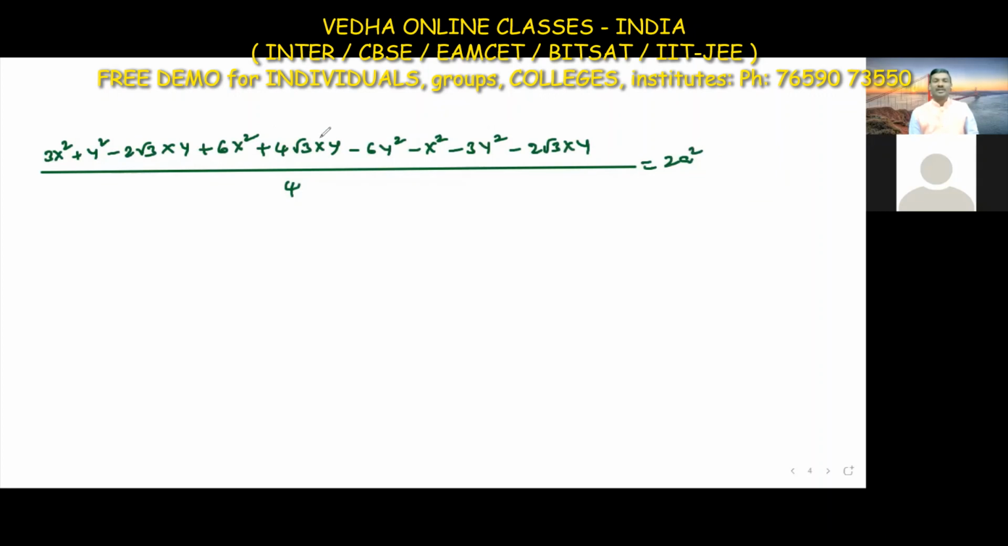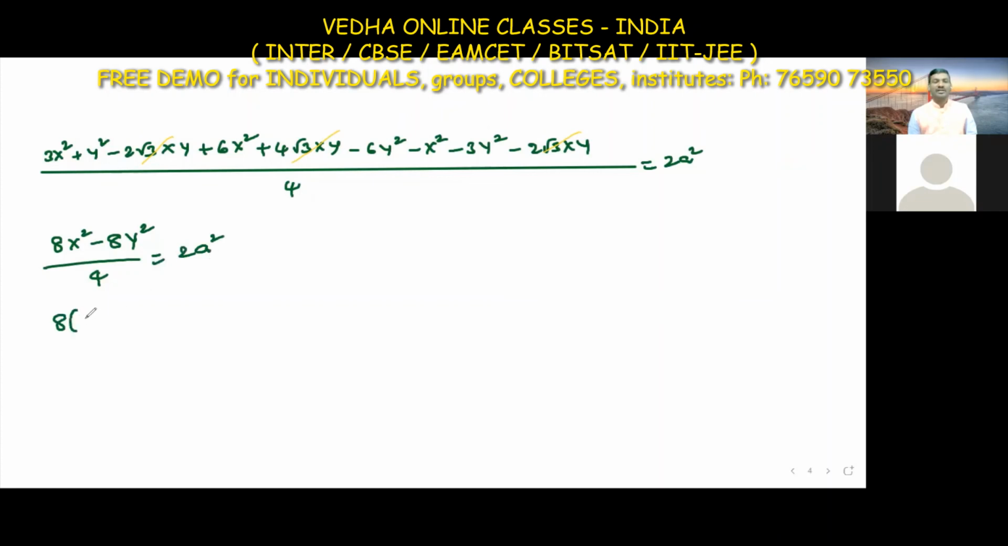Now here try to simplify. 3X square plus 6X square, 9X square minus X square, that is 8X square. And the XY terms: minus 2 root 3 plus 4 root 3 plus 2 root 3 minus 2 root 3 get cancelled, so minus 2 root 3, minus 4 root 3 plus 4 root 3 gets cancelled. Now what is remaining here? Y square terms: 1Y square and minus 6Y square, minus 5Y square, minus 3Y square, minus 8Y square, divided by 4 is equal to 2a square.